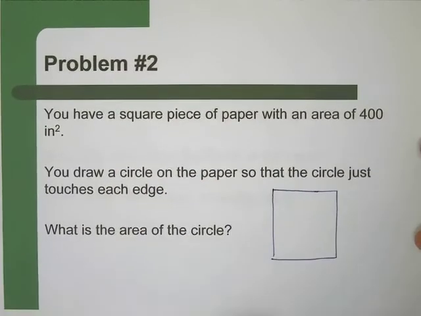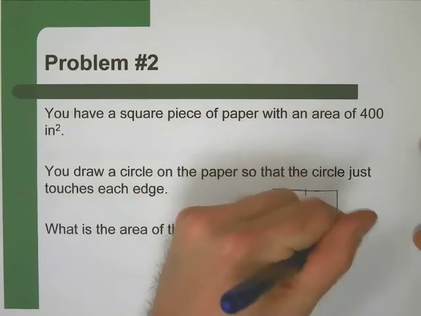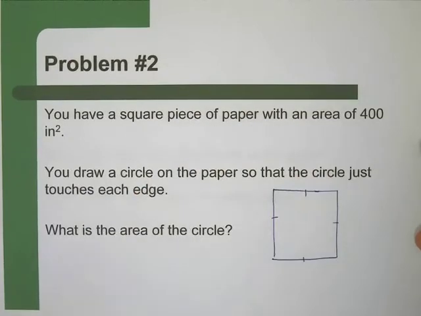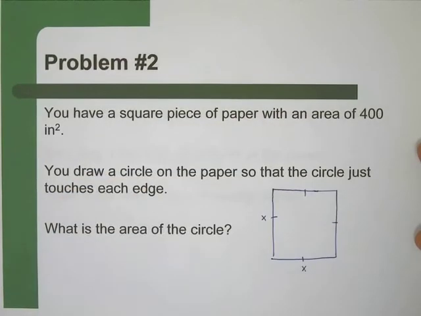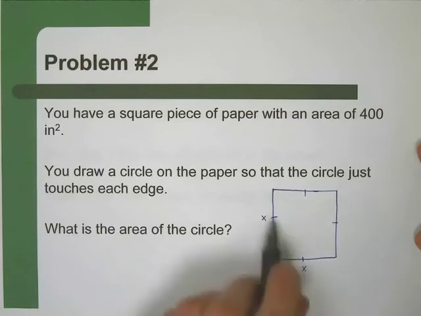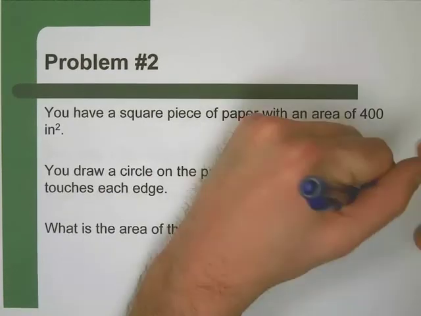If I have a square, here's what I know. The square has all 4 congruent sides, right? And so I don't know what the base is. I'll call it x, but I know that the height has to be the same, right? And the area of a square is going to be base times height, which in this case is x squared.